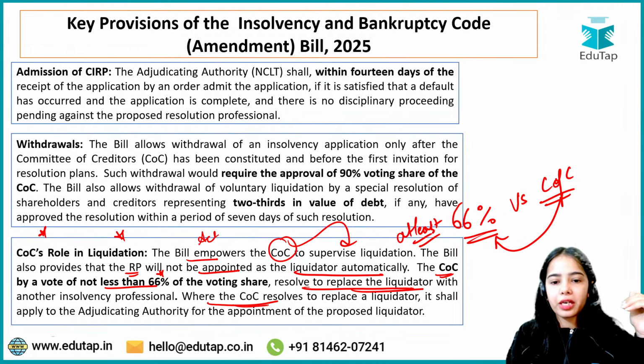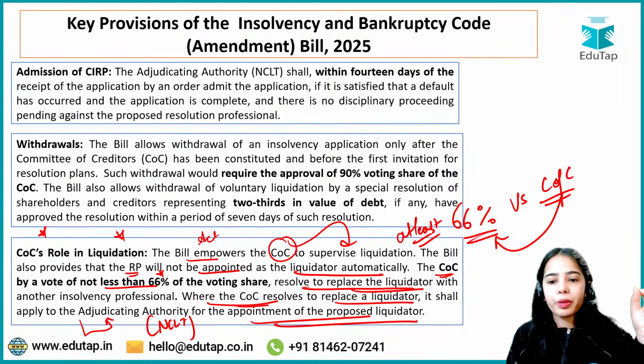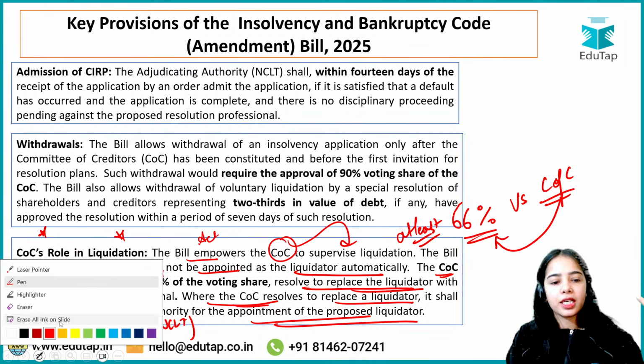Where the committee of creditors resolves to replace the liquidator, it shall apply to the adjudicating authority, that is the NCLT, for the appointment of the proposed liquidator that is proposed by the committee of creditors.